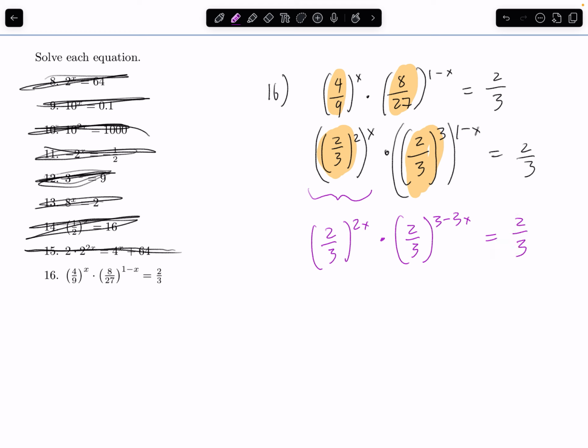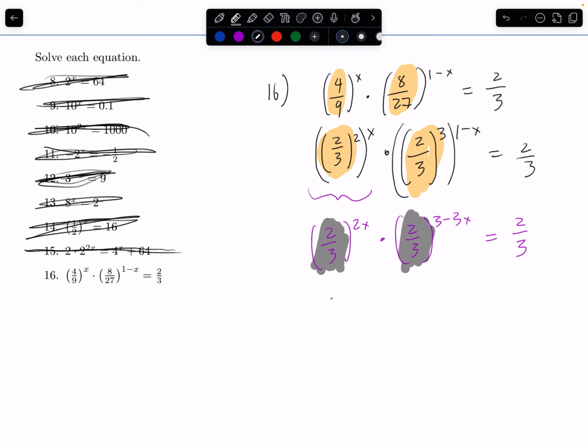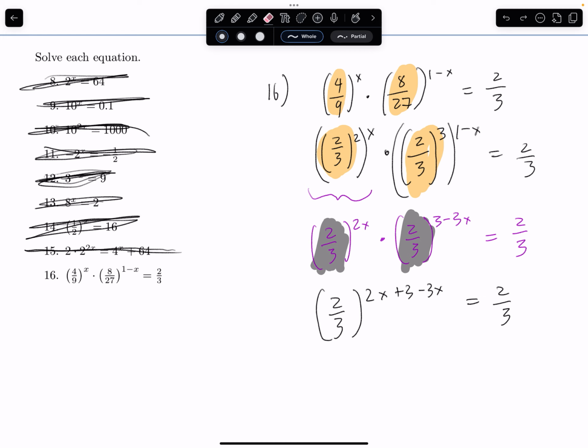Okay, now another rule of exponents. I'm multiplying two things. They got the same base of 2/3. I'm multiplying them together. The rule of exponents says I should just add the exponents together. So this is going to be 2/3 to the 2x plus 3 minus 3x. Now let me go ahead and carry out this addition here. 2x minus 3x is minus x. So I'm going to end up with minus x plus 3.